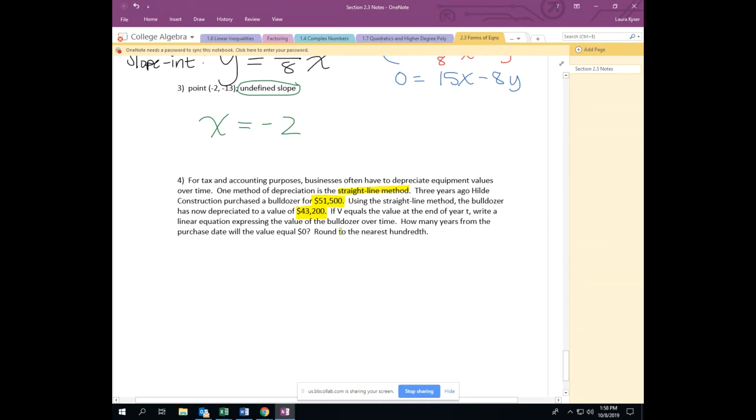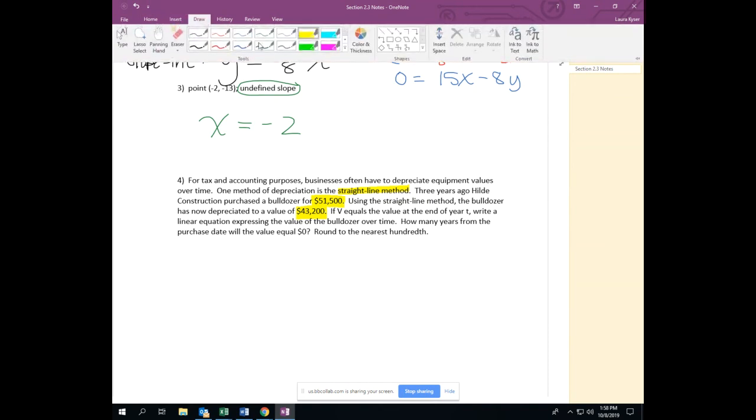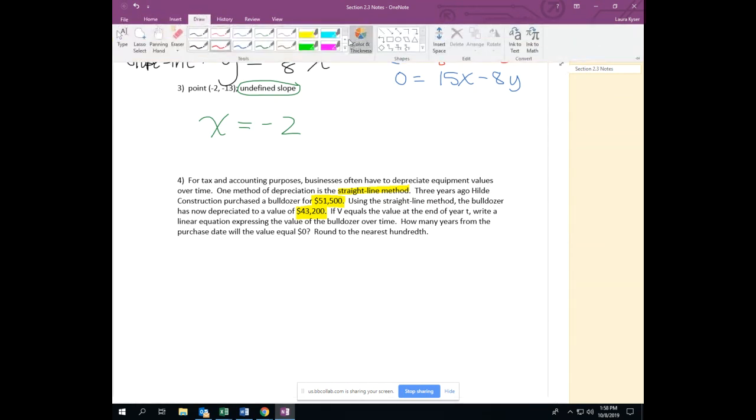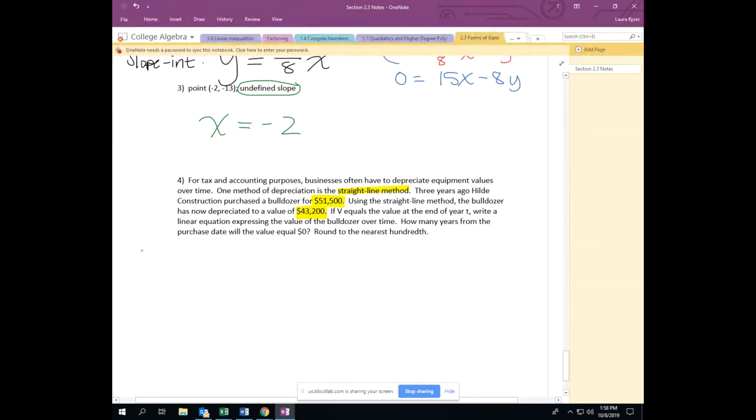It says if V equals the value at the end of year T, write a linear equation. So we're going to use V and T instead of X and Y. So I'm just going to make myself a little note over here. V is the Y, T is the X, so that I know when I put them in here.